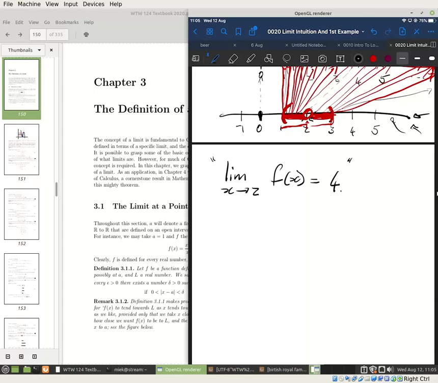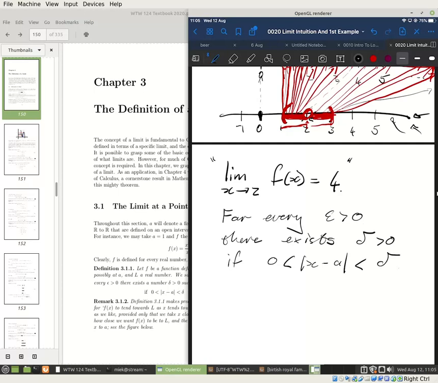So let's rewrite that again. For every epsilon greater than 0, there exists a delta greater than 0, so that if 0 is less than |x minus a| less than delta, then |f of x minus L|, or in this case 4. So a is 2 and L is 4, is less than epsilon. So this is what that means.